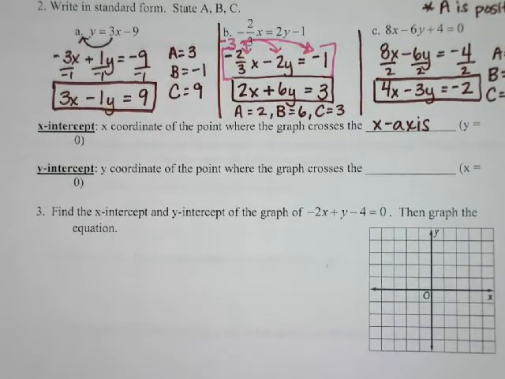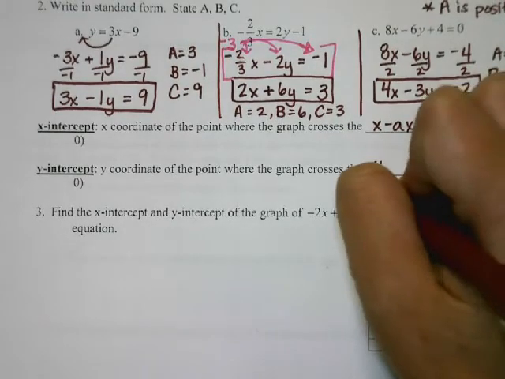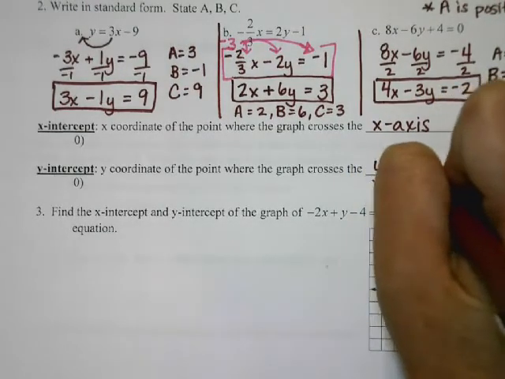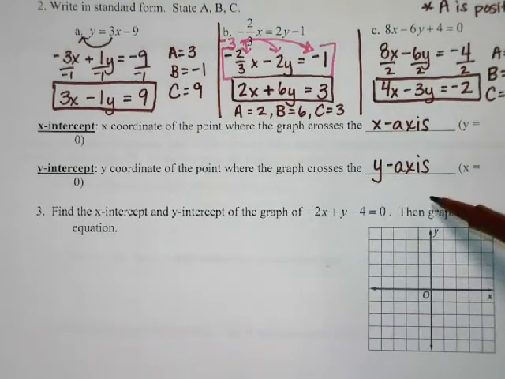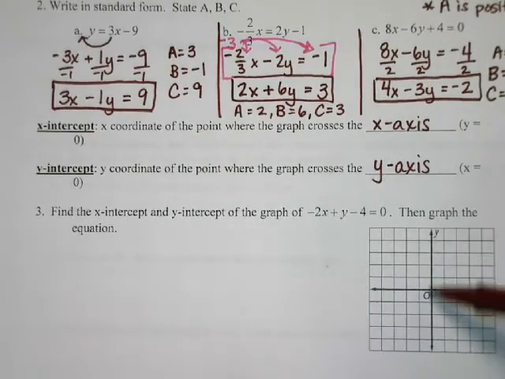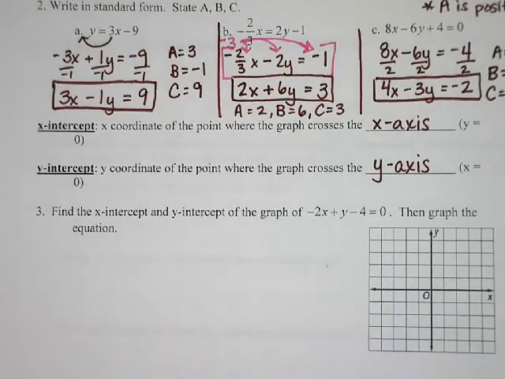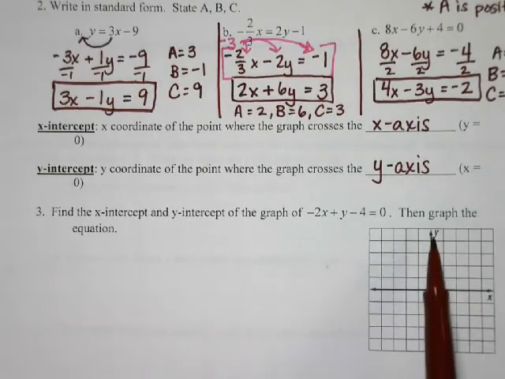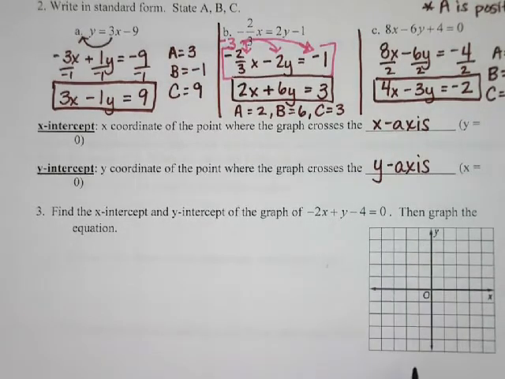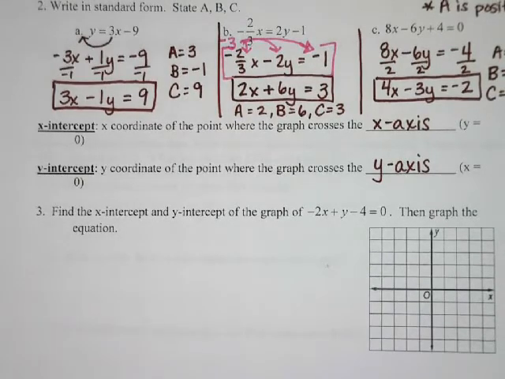The y-intercept is the y-coordinate of the point where the graph crosses the y-axis. If it's crossing the y-axis, no matter where it is, the x-coordinate is always 0. And if you remember from geometry, it only takes 2 points to graph a line. So I'm going to find out on my graph where it crosses my y-axis, where it crosses my x-axis, and then I can just connect them.